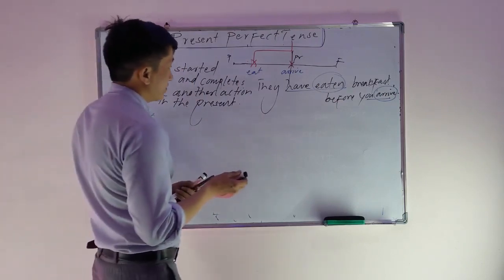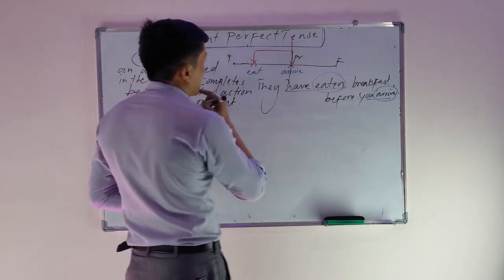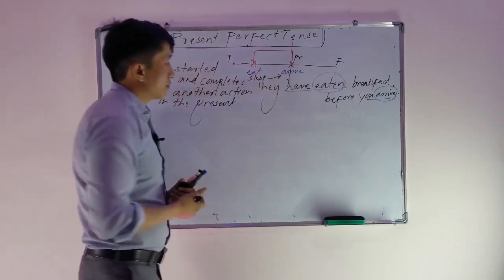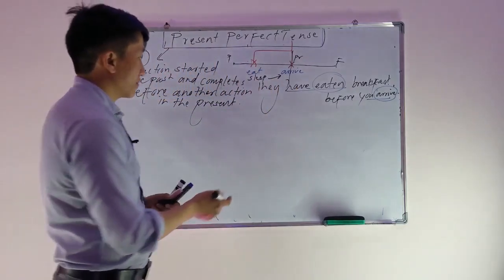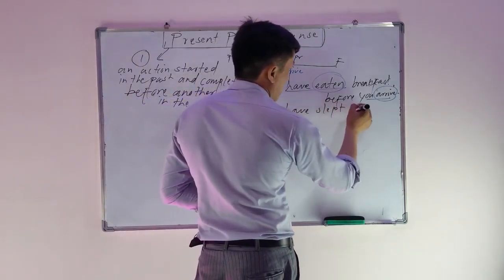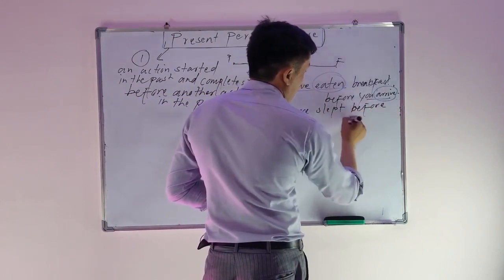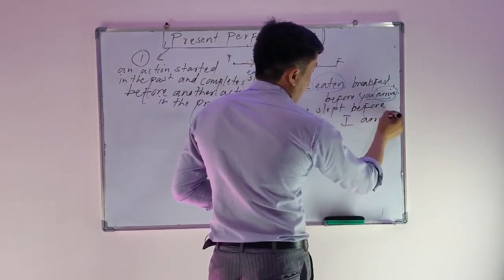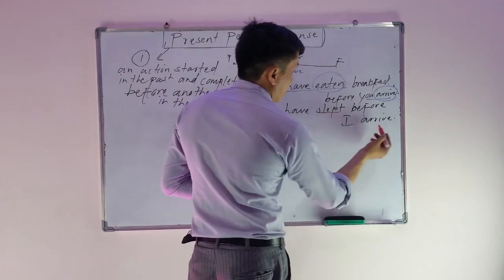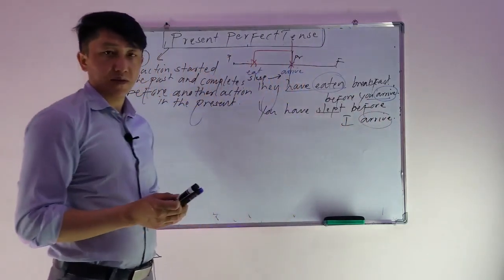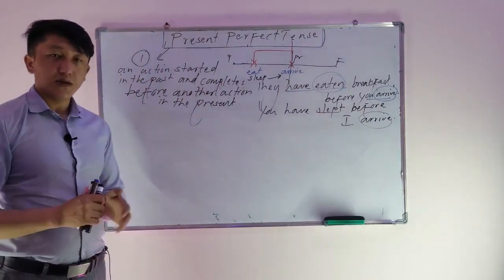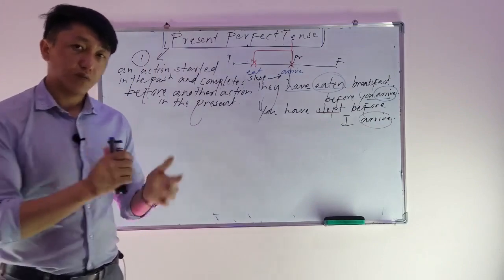What if I have another sentence? If I have a sentence like sleeping, and you started sleeping in the past, and when I come or arrive, you finish it. For example, I can say you have slept before I come or arrive. Again, we have two actions. The action of sleeping started in the past, and it completes before the action of arriving. So if an action started in the past and completes before another action in the present, we use this one.